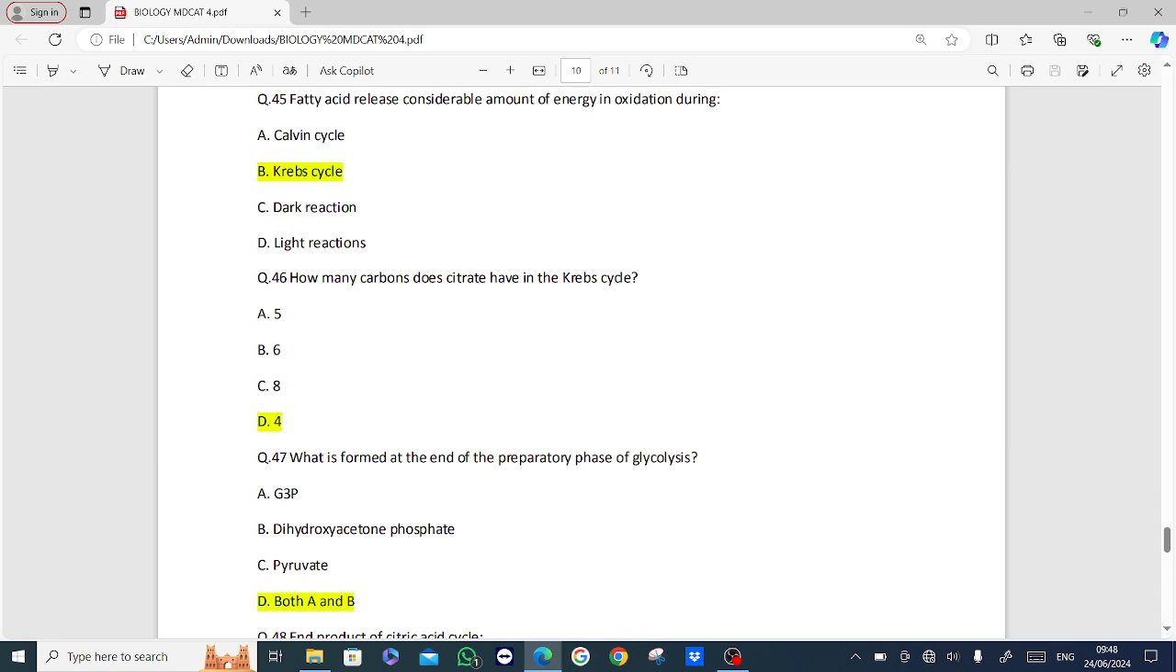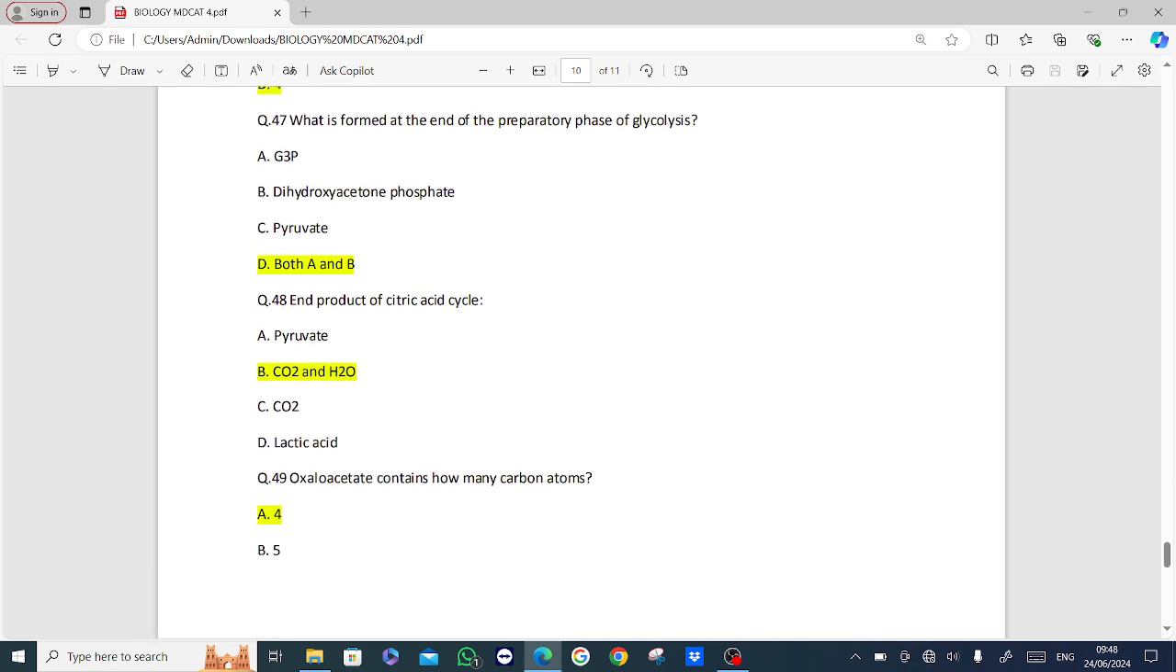Next MCQ is: what is formed at the end of the preparatory phase of glycolysis? Options are G3P, dihydroxyacetone phosphate, pyruvate, both A and B. Answer is option D, both A and B.